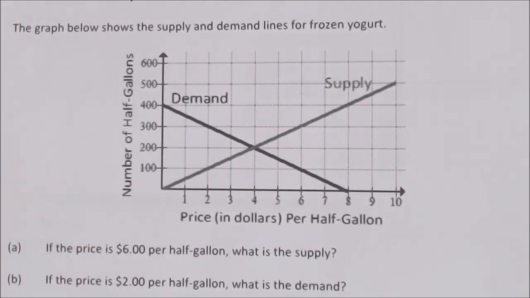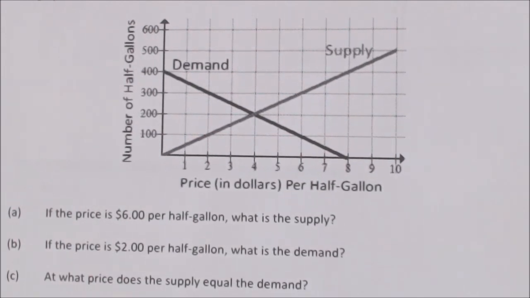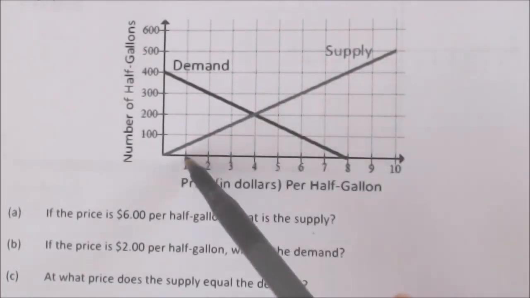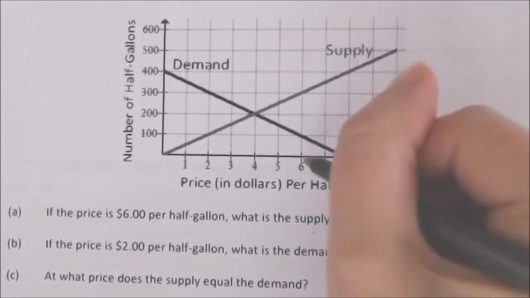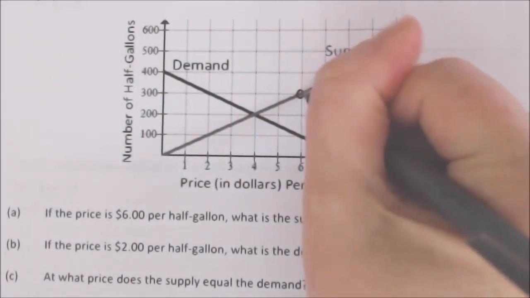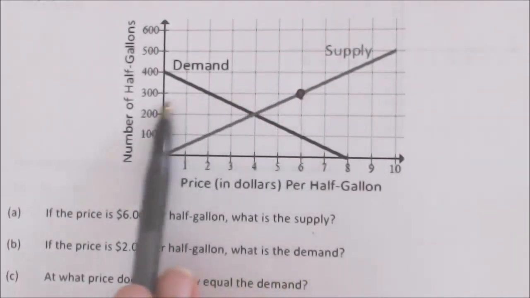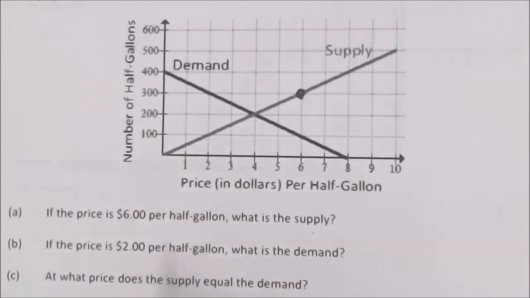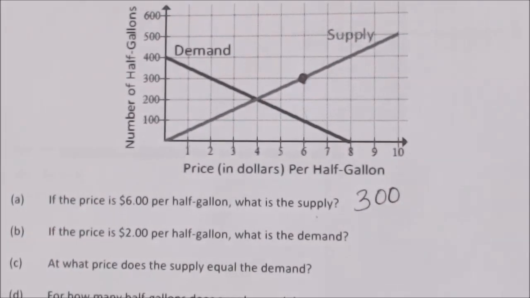Question A says, if the price is $6 per half gallon, what is the supply? So they're asking us to look at the supply line, which would be this line right here. $6 is the price, that's on our x-axis. If we follow that up to the supply line and look at the corresponding point on the y-axis, we get a number of half gallons of 300. So if the price is $6 per half gallon, the supply is going to be 300 half gallons.